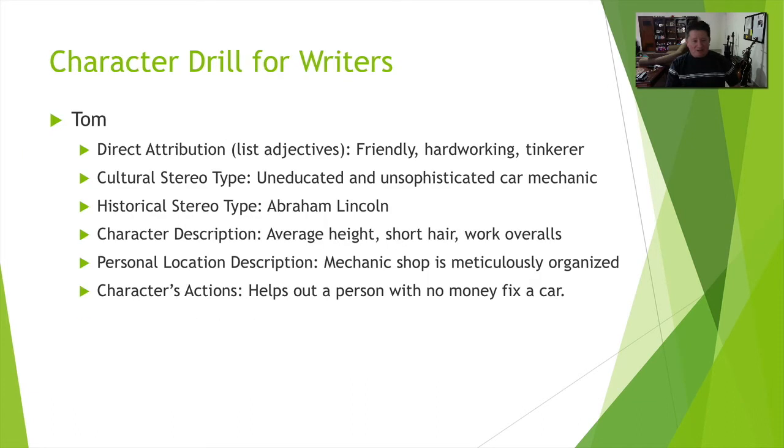So how can you use this when you're writing a story? I have lists of my characters' names, and this is roughly what I do. I have adjectives that describe them, so direct attributions I can use. So if I have another character that's going to describe Tom, I might say, Susan thought he was friendly, for example. It's cultural stereotypes. Tom is a private detective. There are a bunch of stereotypes that just went through your mind, or something like that, right?